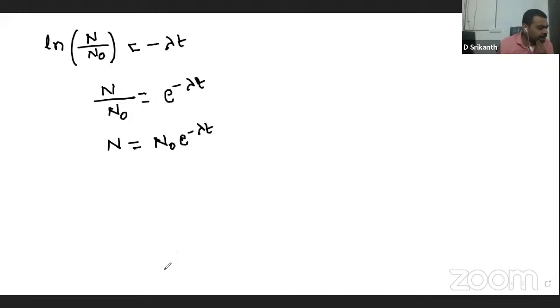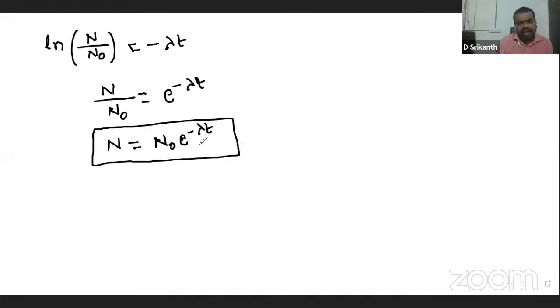That is, the number of nucleons remaining in the nucleus will decrease. This is the decay law or radioactive law. Lambda is the disintegration constant, or decay constant.